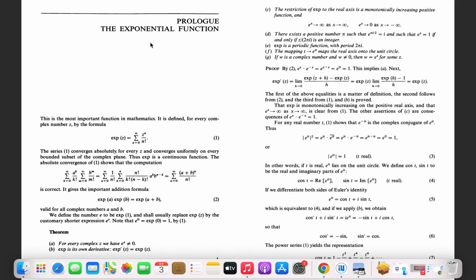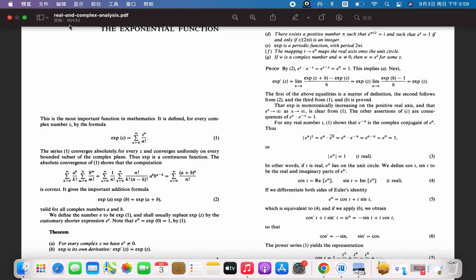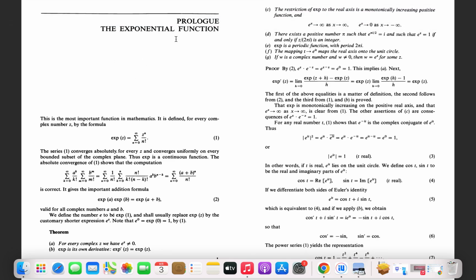So today we're going to talk about the book Real and Complex Analysis by Walter Rudin. Let's start with the prologue, the exponential function. This is the most important function in mathematics. It is defined for every complex number z by the formula exp z equals the sum to infinity of z to the n divided by n factorial.